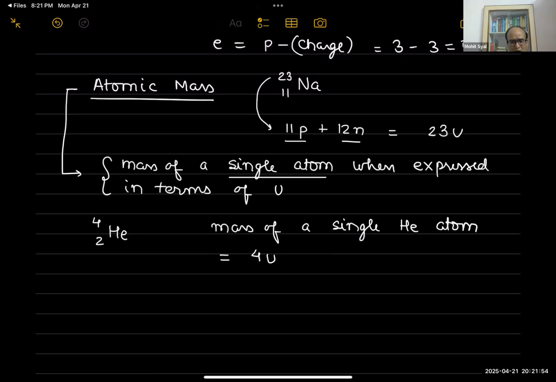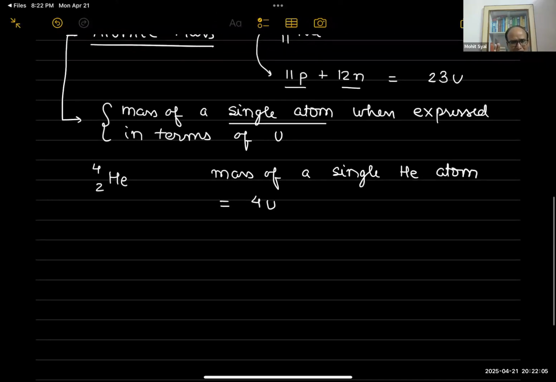Till now we know that mass is measured in grams or kilograms, but we don't know what U is. So we need to express U in terms of grams. One U is 1.67 times 10 to the power minus 24 grams. Is it clear or not?